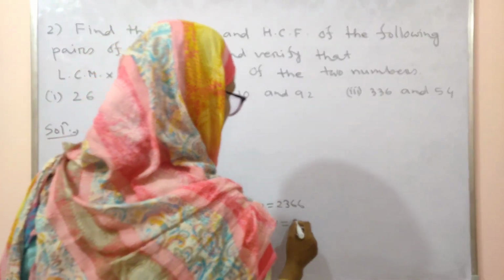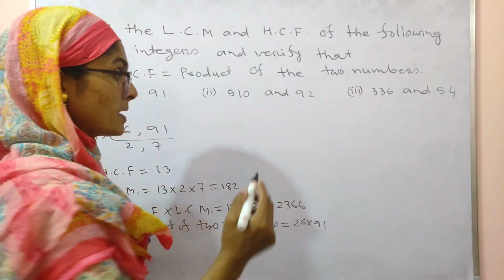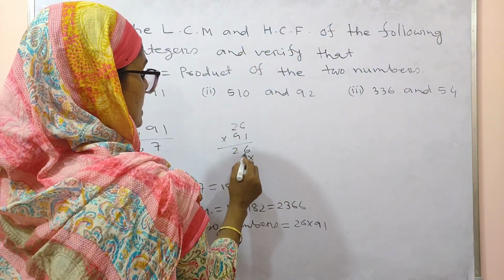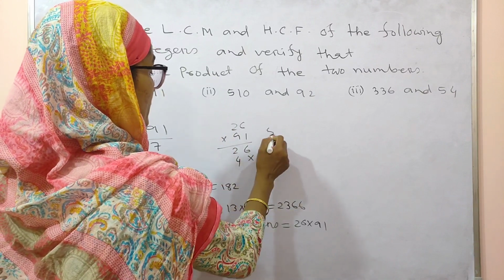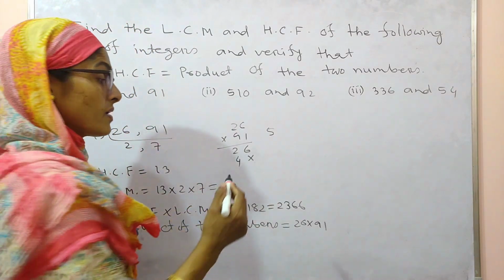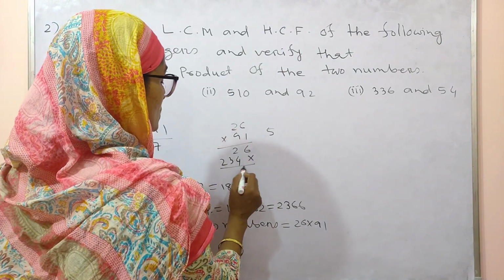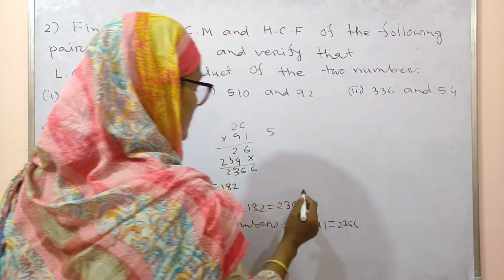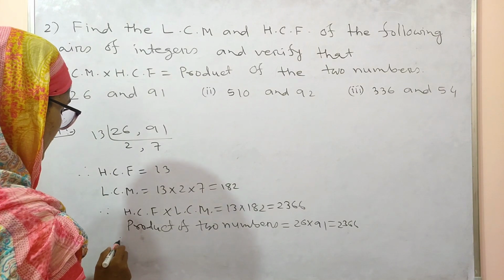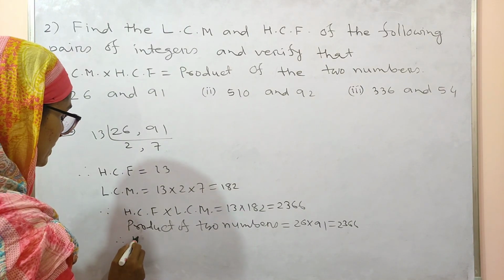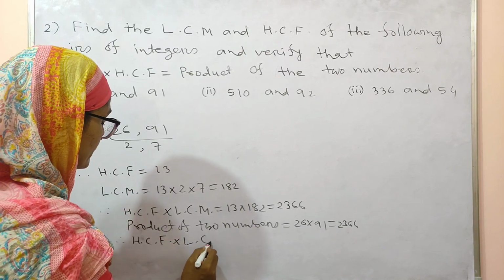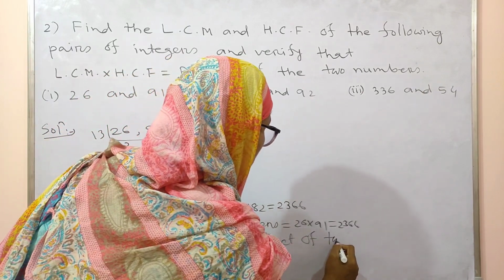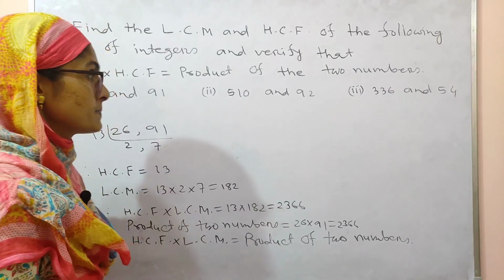Here, 26 and 91. Now multiply 26 and 91. 6 ones are 6, 2 ones are 2. 9 6s are 54, 4 5 carry. 9 2s are 18 and 5, 23. So you'll get 2366. So this one is verified, the same. Therefore, HCF into LCM equals the product of two numbers.